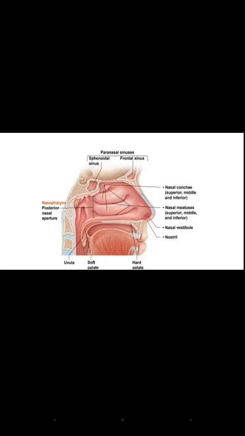Now the internal nose. This diagram shows the internal nose. There is a nasal vestibule. Behind the nostrils is the nasal vestibule. Then there are conchae. Conchae are the superior, middle, and the inferior. And in between the conchae there are meatuses, superior, middle, and the inferior nasal meatuses. Then the posterior portion is called the nasopharynx.